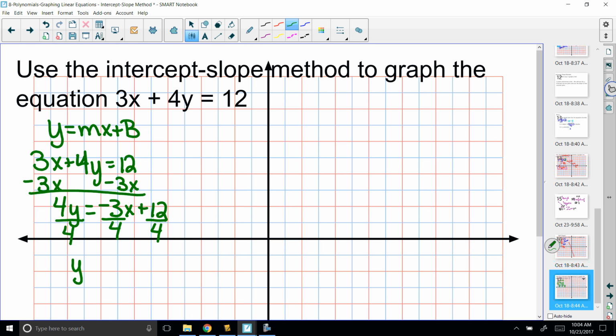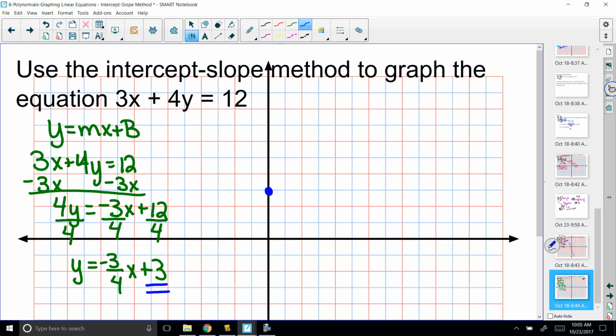So you end up with the equation y is equal to negative 3/4 x plus 3. Now you can make a big long table of x, y values if you wanted to, but it's a lot easier just to go here. Where are you going to start? You start with the y-intercept, or the constant, positive 3. Can you find that? I go from the origin and go where? Up 3. There's my first point.